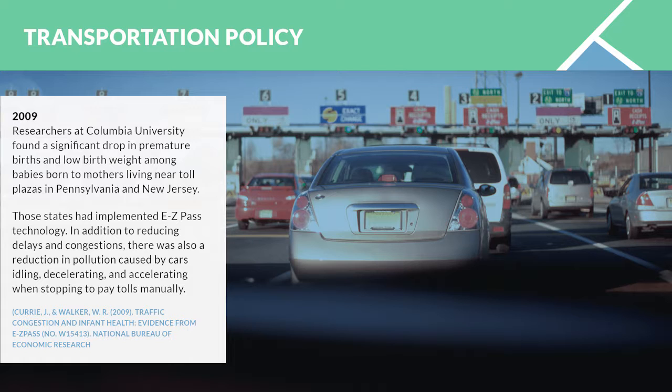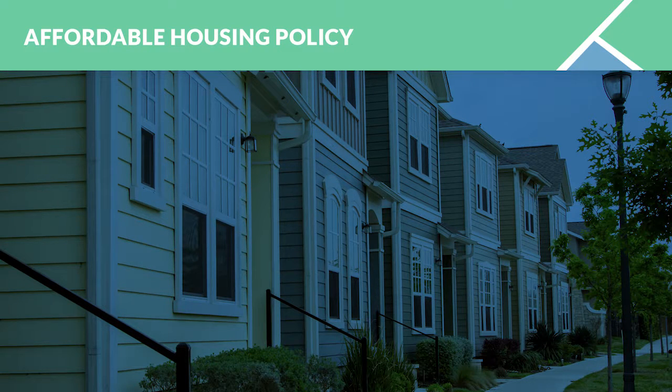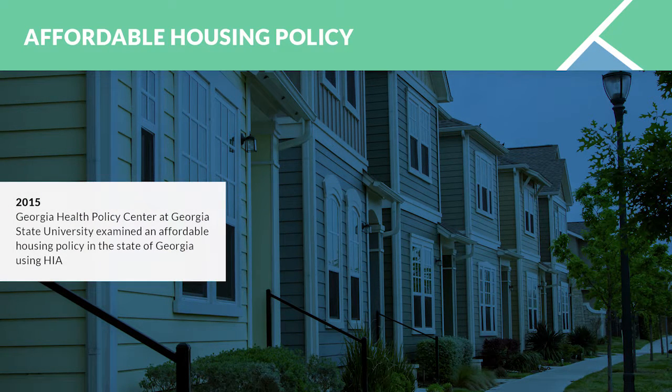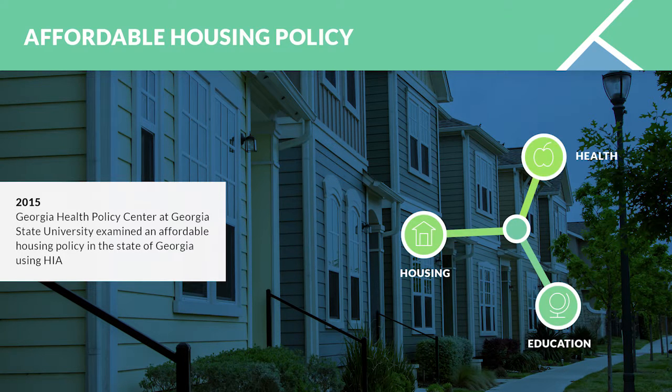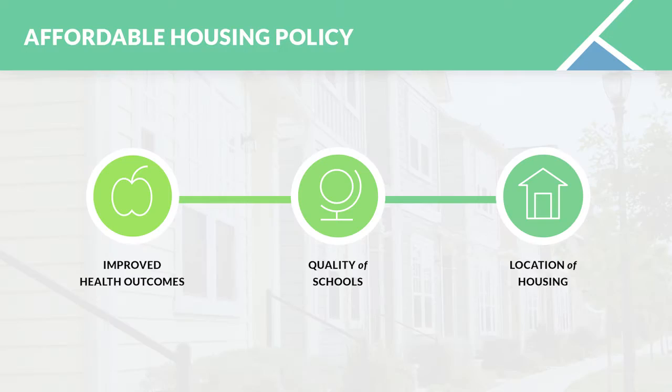Let's look at another example of a non-health policy impacting health determinants for a maternal and child health population. In 2015, the Georgia Health Policy Center at Georgia State University examined an affordable housing policy in the state of Georgia using HIA. A major area of focus in this HIA was the intersection of housing, education, and health. The research team used existing evidence and data to connect the quality of schools to improved health outcomes for lower-income children. This provided strong reasoning for locating affordable housing developments near high-quality schools.